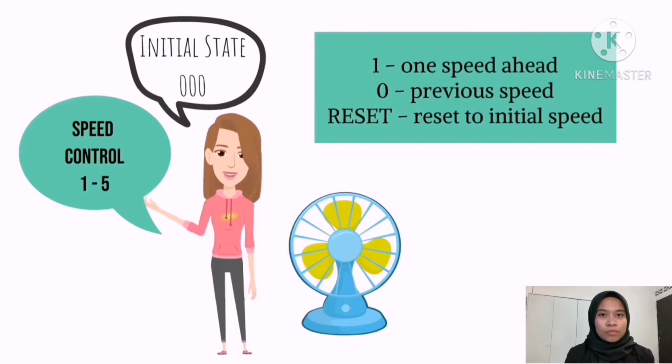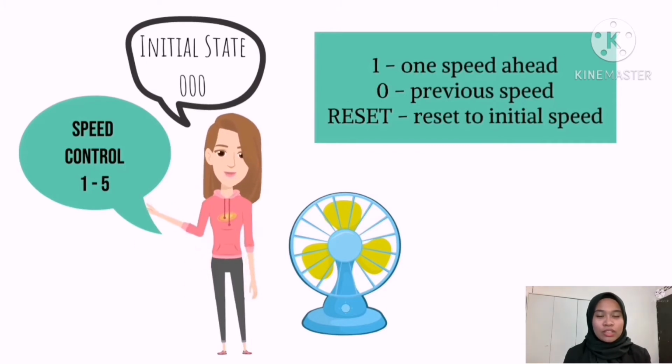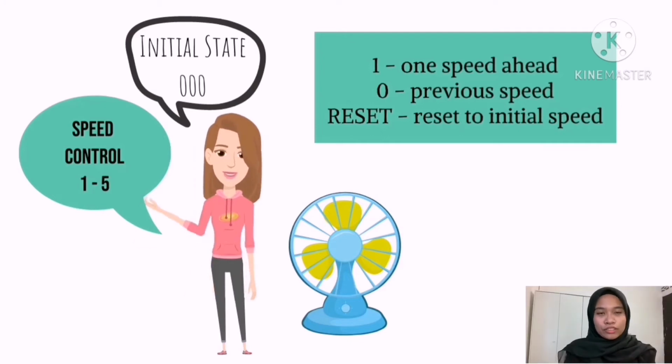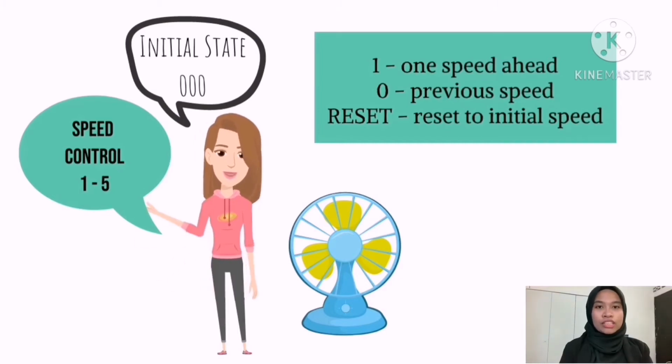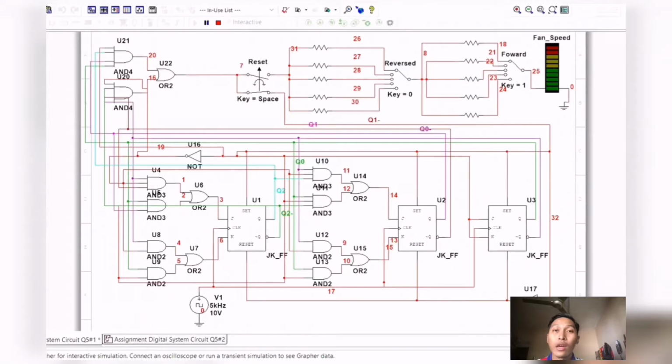When button 1 is pressed, the state will change one speed ahead. While if button 0 is pressed, the fan will operate at the previous speed. Unfortunately, if the reset button is pressed at any speed condition, the speed will reset to the initial state. We are using JK flip-flops to design the finite state machine controller for the fan speed and illustrate the circuit in Multisim software. I would like to present the circuit simulation.